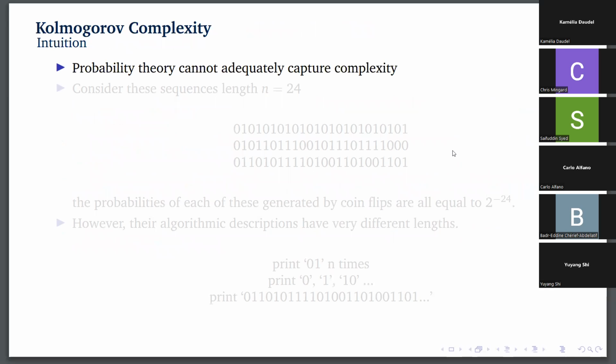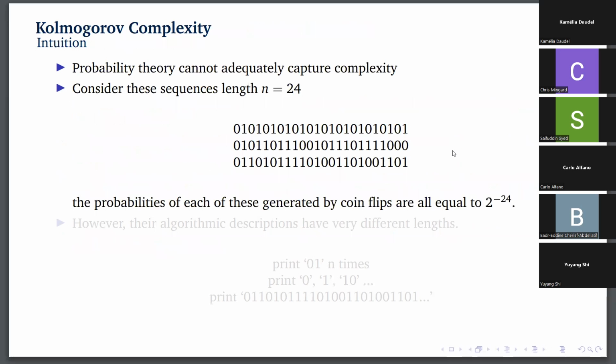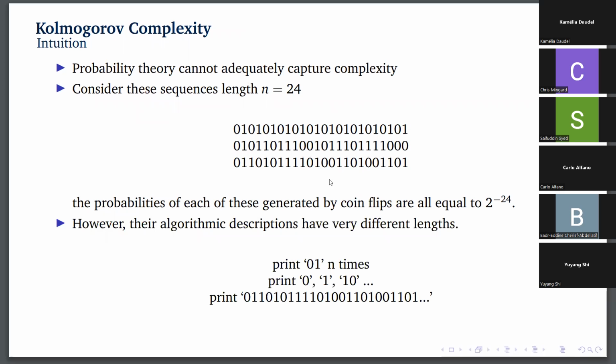Moving on to the idea of complexity and how you can use Turing machines to characterize this. Obviously, probability theory cannot adequately capture complexity, as illustrated by these sequences. If you were to generate these just by coin flipping, naught if tails, one if heads, each of these has the same probability of being generated, even though humans will obviously look at this one and say it has a really obvious pattern.